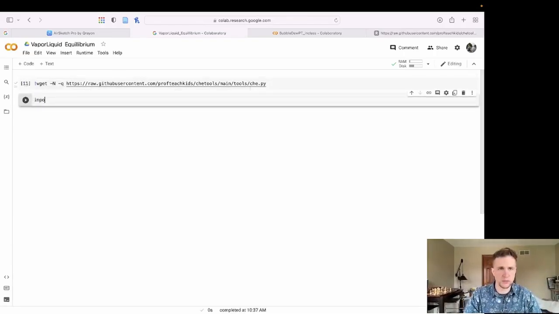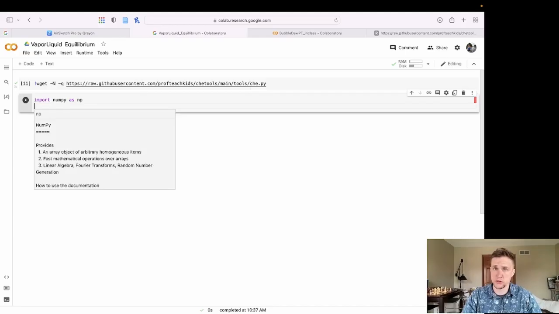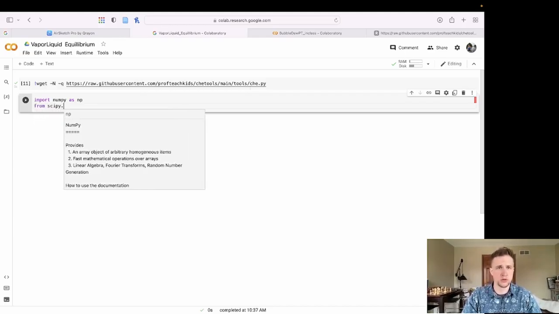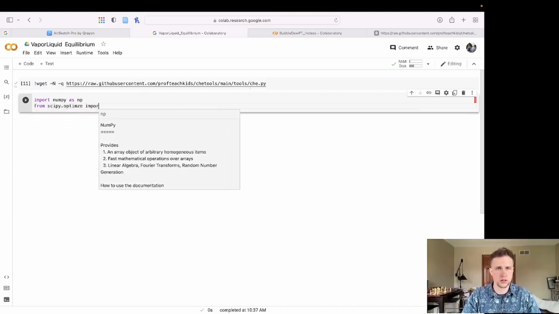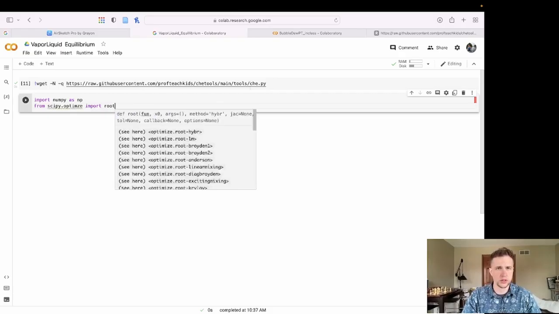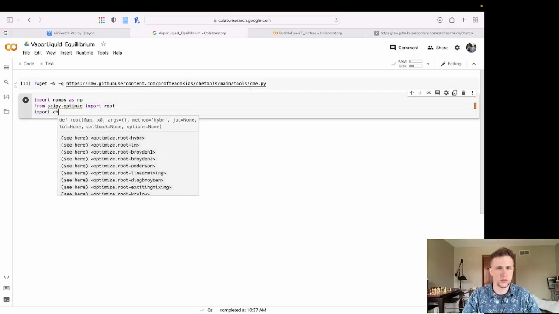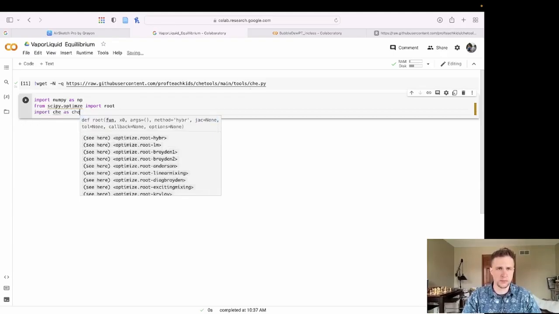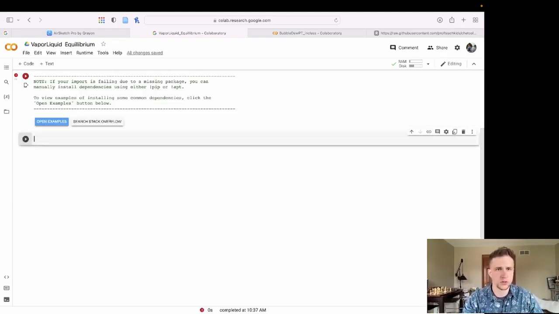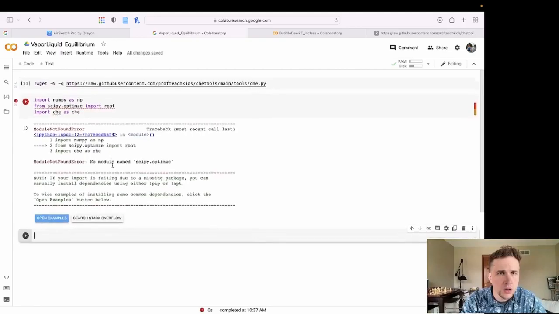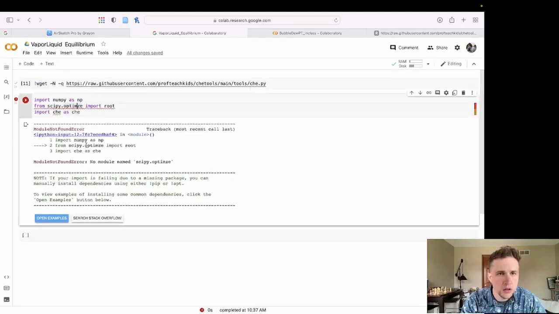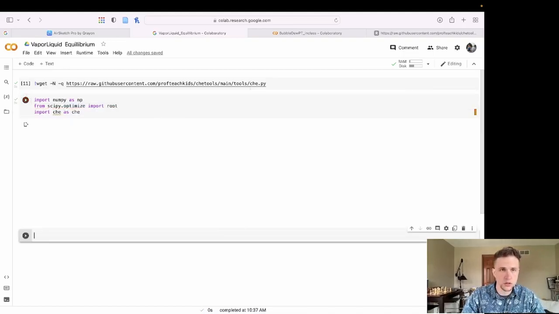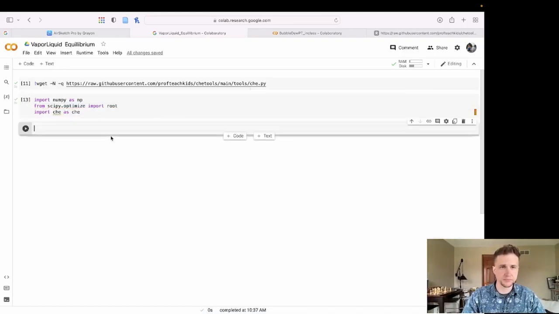And then we're going to be using arrays, so we'll go ahead and import numpy as np. We're going to be using our root solver, which means we need to import our root tool. And then we're going to be using chemical properties. There we go, forgot an I.